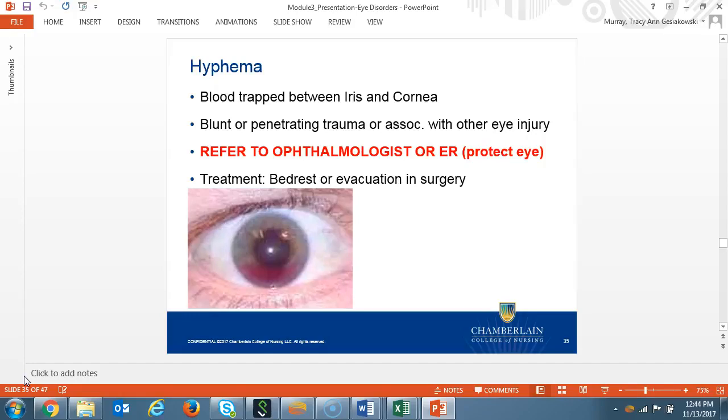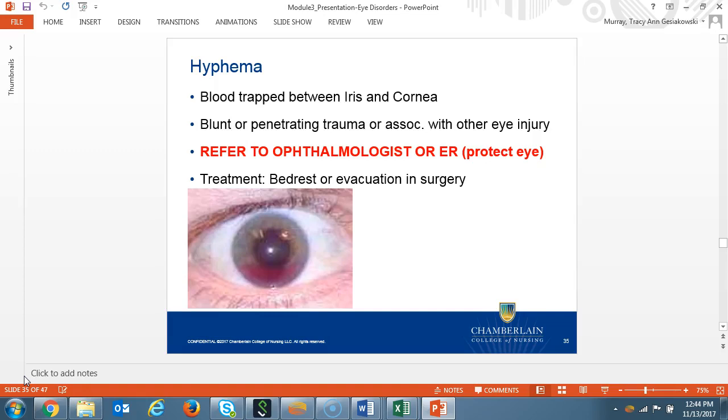A hyphema is where blood is trapped behind the iris and the cornea, which is the anterior chamber of the eye. Causes include blunt or penetrating trauma or can be associated with other eye injuries such as corneal abrasion or open globe. Treatment is to protect the eye with a patch or shield and refer to the ER or ophthalmologist.